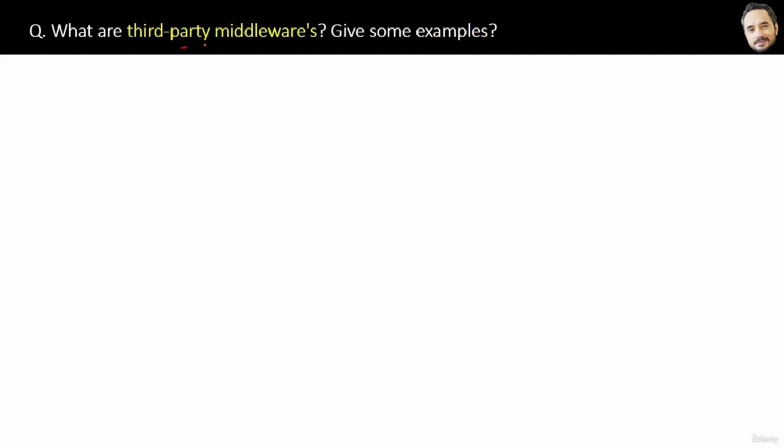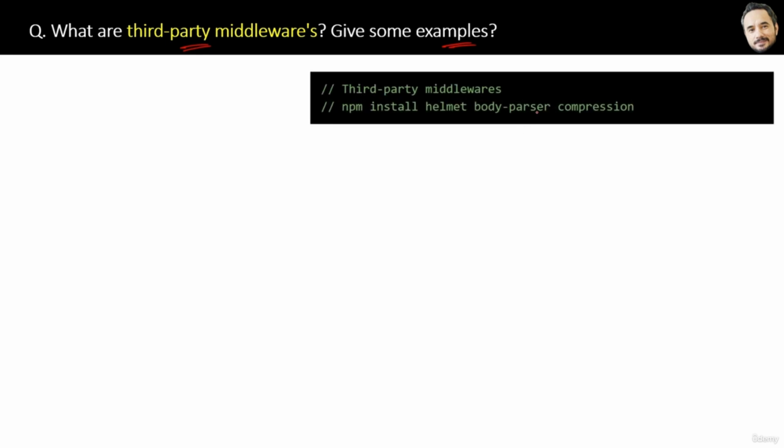What are third-party middlewares? Give some examples. Okay, so we as developers can create our own middlewares, right? Then we can use the inbuilt middlewares from the Express framework. Okay, then we can also have these third-party middlewares. Third party, because these middlewares are not part of the Express framework, and we are also not creating them as a developer. Basically, externally, some come from the community, some developers create these, okay, and we can use them.